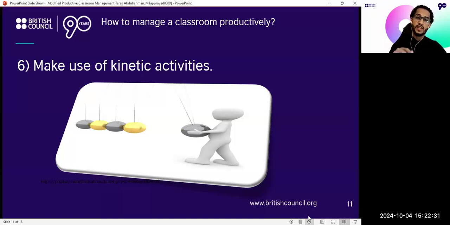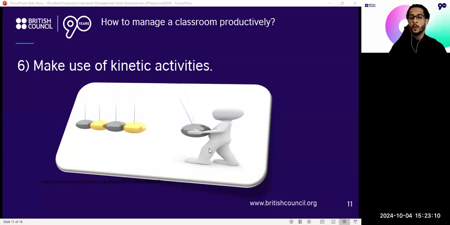But we need to make use of kinetic activities in order to provide these students or these kids with some kind of fun in the classroom. They don't have to sit still like this and just receive information. No, they can move in an organized way and have fun practicing English at the same time. I'm sorry, I forgot to ask you. Can you clarify the word kinetic to me? What does the word kinetic mean? Kinetic activities. Yeah, movement. Lovely.